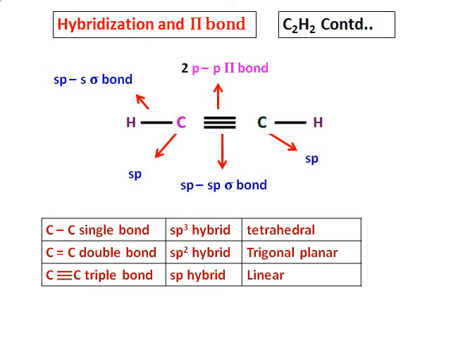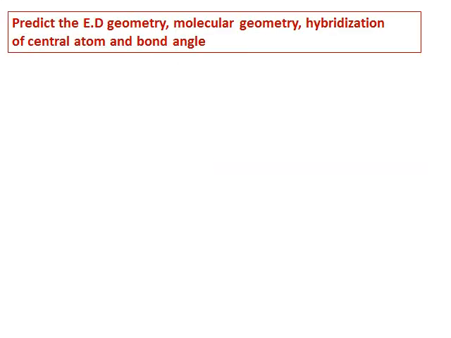Now we will go further and do some examples on identifying the hybridization of the molecule. Let's do some examples. Take an example and predict its geometry, the hybridization of the central atom and the bond angle.